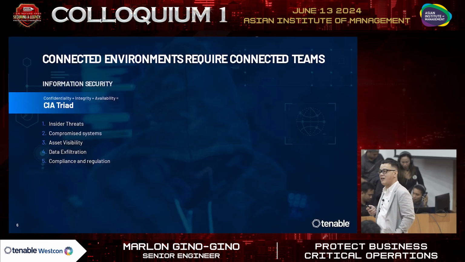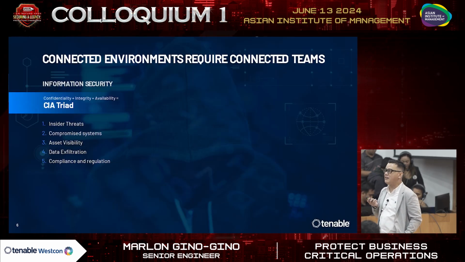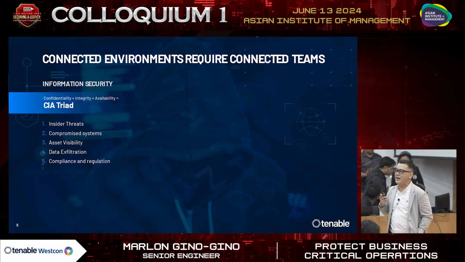So basically, connected environments require connected teams. If you look at information security, what are the paramount things that the information security team needs to address? It's all about CIA: confidentiality, integrity, availability.